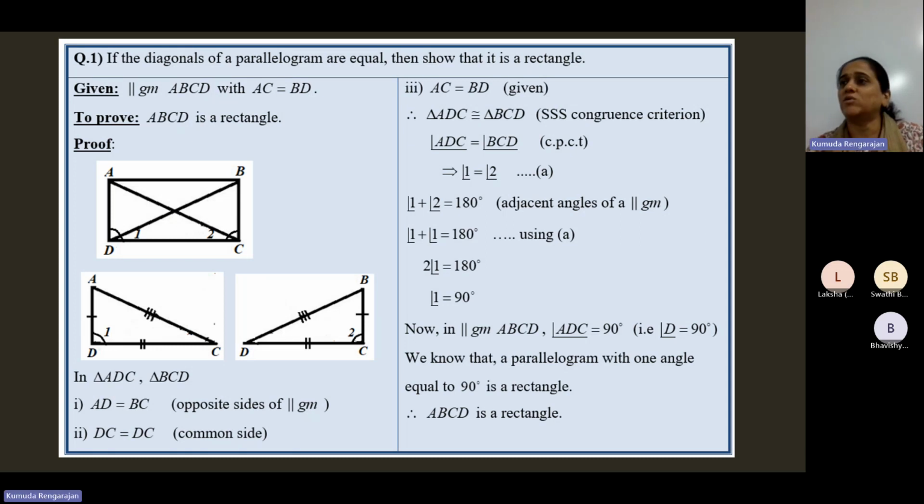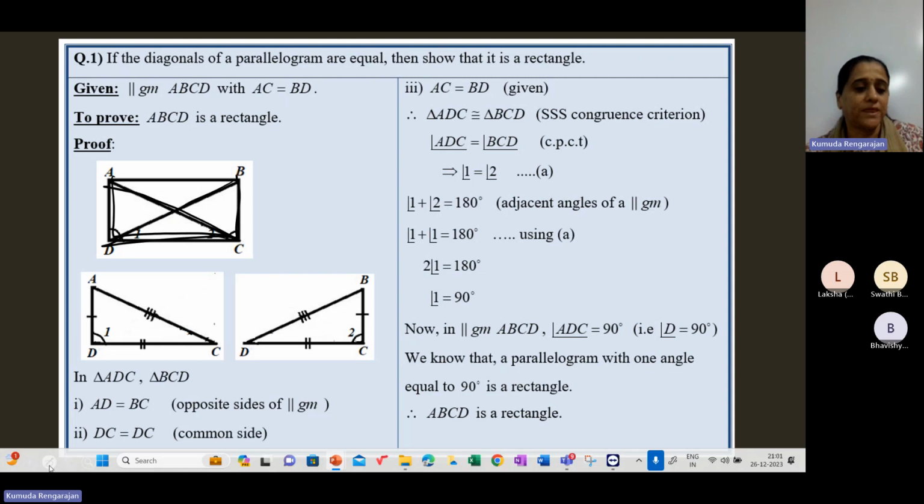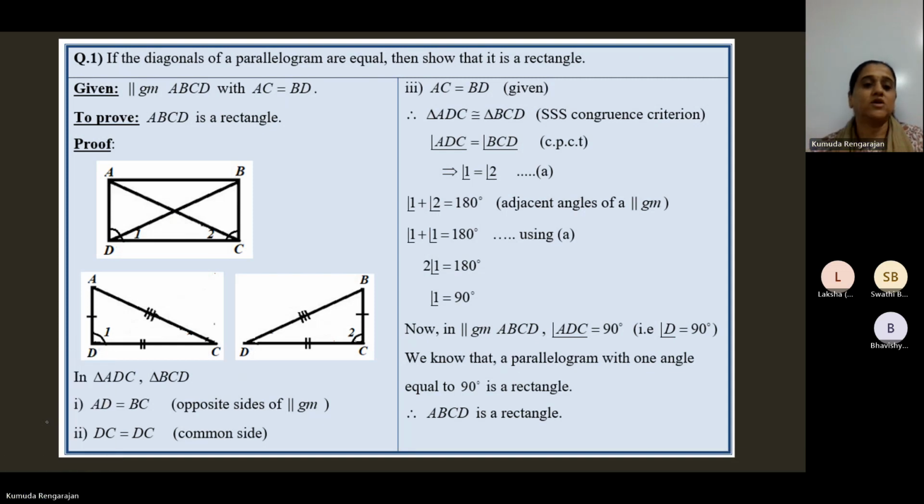Because it's already a parallelogram, only one angle, a right angle, and then it becomes a rectangle. So take up these two triangles, this triangle and this triangle. You must take up one triangle that has AC, another triangle that has BD. You must always use triangles.